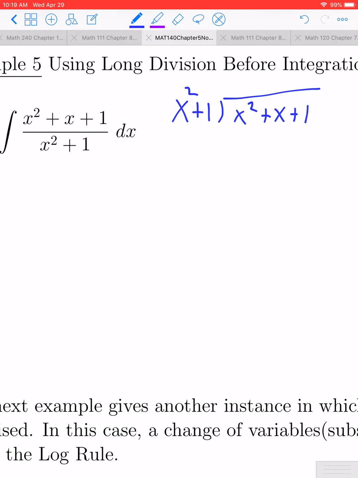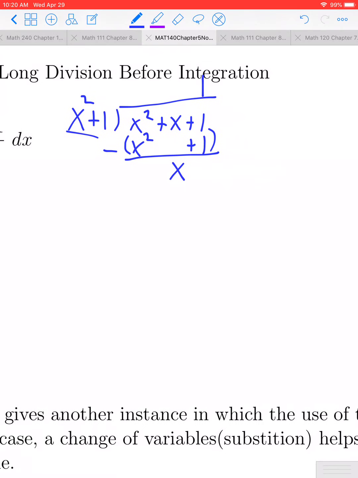X squared goes into x squared one time, so I write the constant 1 on the quotient line. I then take that quotient value and multiply it by x squared plus 1, writing everything under the like terms. We go ahead and subtract. X squared minus x squared cancels. 1 minus 1 cancels. And so we get x.